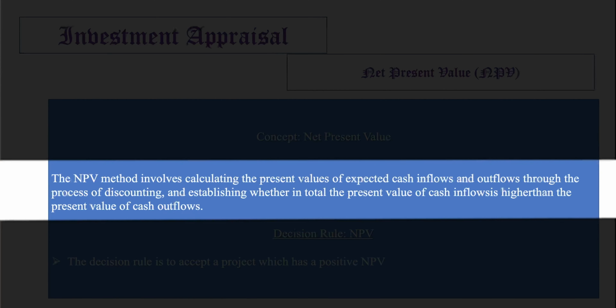Otherwise, we say the project is not financially worthwhile. So, in a nutshell, reiterating the definition, the NPV method involves calculating the present value of expected cash inflow and outflow through the process of discounting and establishing whether in total the present value of cash inflow is higher than the present value of cash outflow.